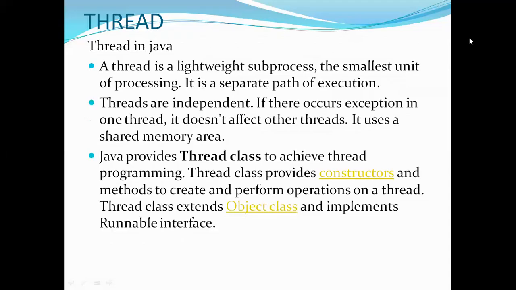Now, what is a thread actually? A thread is a lightweight process, and it is a separate path of execution. That is, threads are independent. Independent in the sense that if an exception occurs in one thread, it does not affect the other threads. Java has a class known as the Thread class, which is used to achieve thread programming. This Thread class has some constructors and methods which perform operations on the threads. The Thread class extends the Object class and implements the Runnable interface.